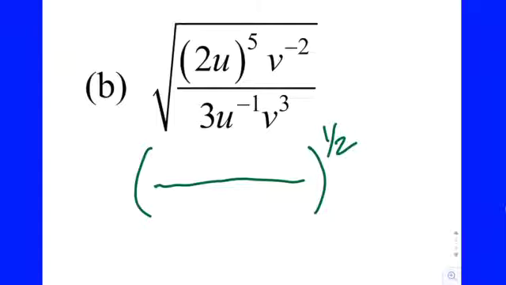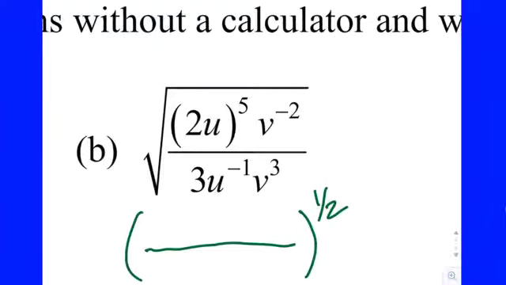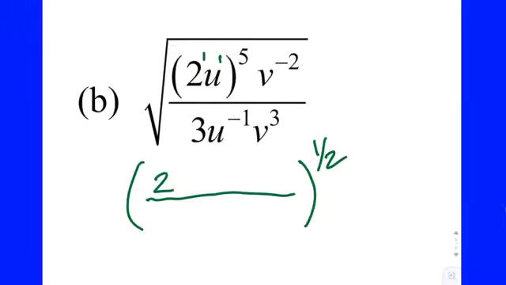2u times 2u times 2u times 2u times 2u. Yeah, it's 2 to the 5th, u to the 5th, right? It's the same little rule that we've been using. They both have implied exponents of 1, so if you want to write it as 2 to the 5th, that's fine. And then u to the 5th. And we got rid of a set of parentheses.